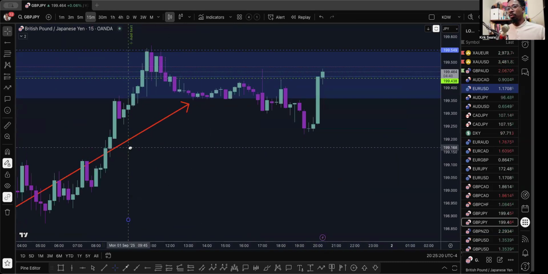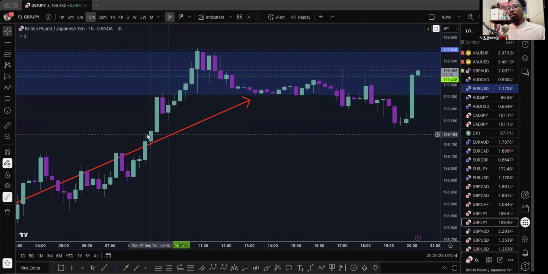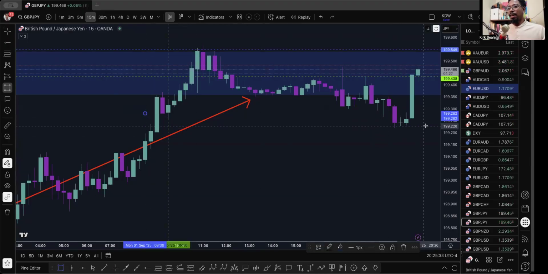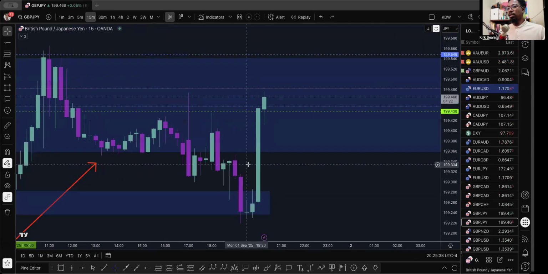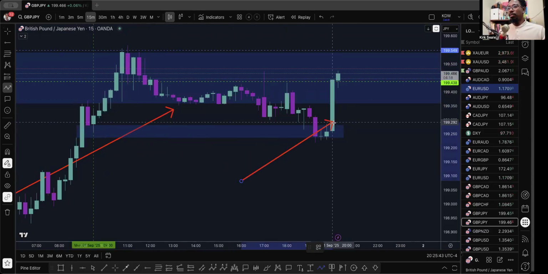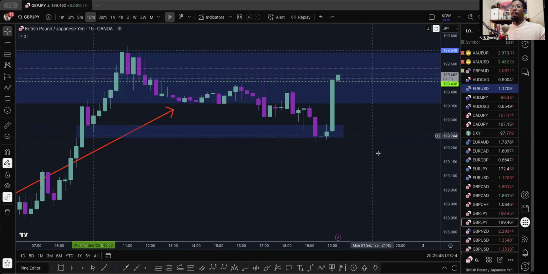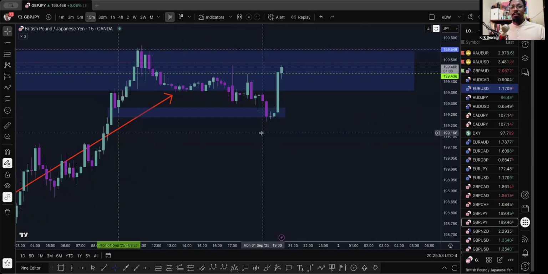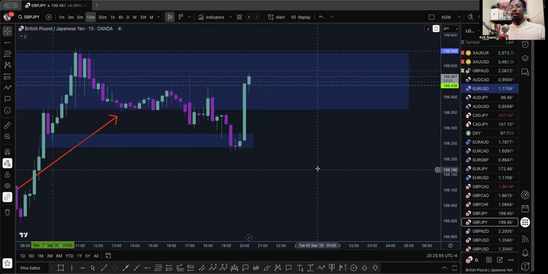Now, what else do we have going on? All right, so if we go here, we got 1, 2, 3. We got a bit of imbalance here. Did that turn into anything of note? Yes, it did. All right, because when price came down, we did get a reaction in this area, which forced price back up here. Which is then now we're going to wait and see what happens.